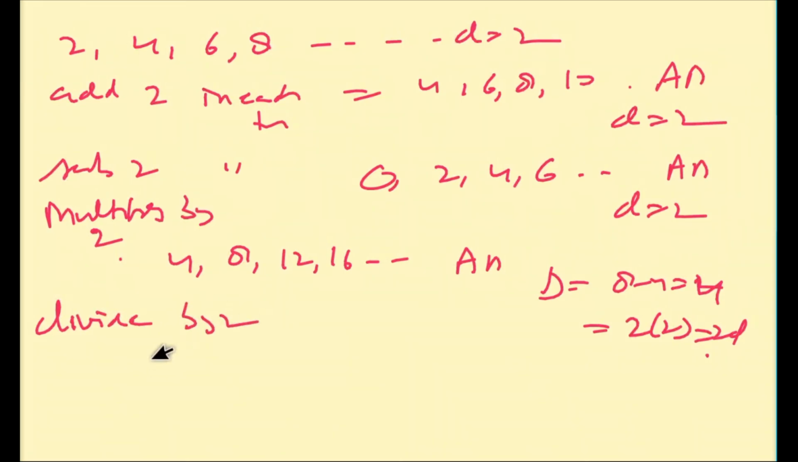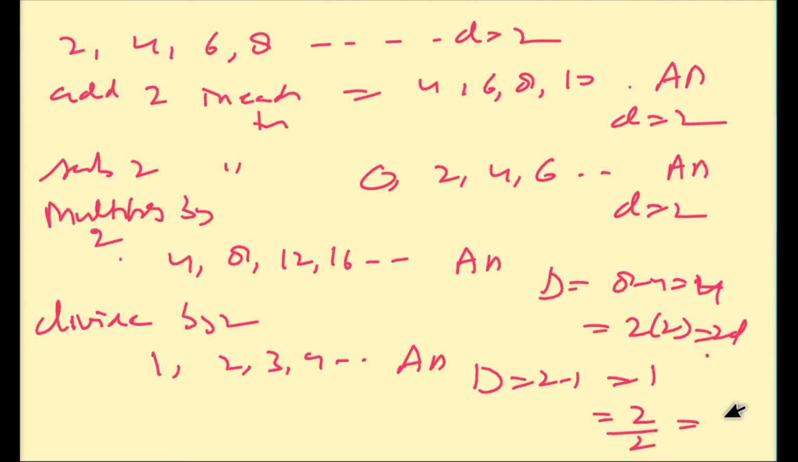Divide by 2. What do we get? 1, 2, 3, 4. It is an AP. Yes, it is an AP. The common difference is 2 minus 1, equal to 1. Since we divided 2d by 2, the common difference is also divided by 2.